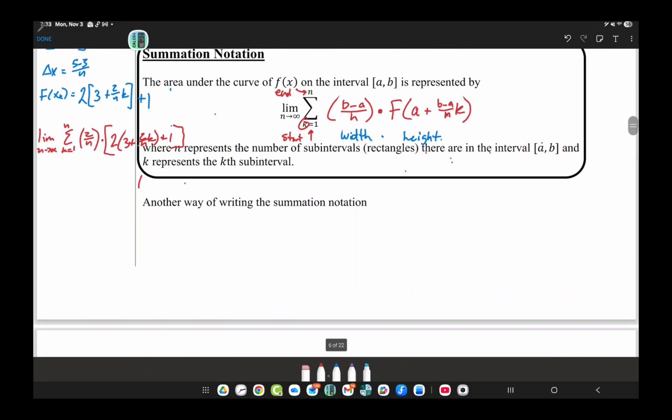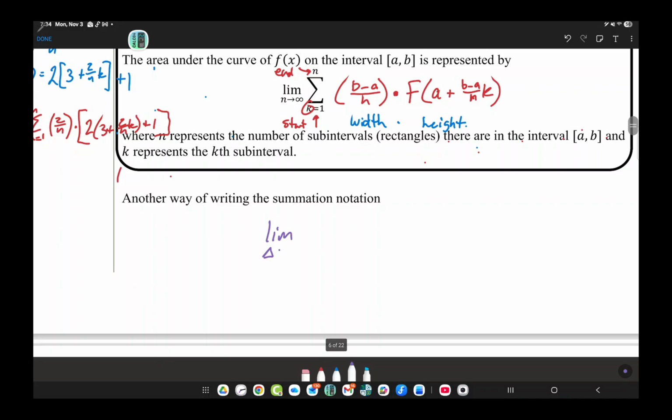Now, another way of writing this is instead of as n goes to infinity, we are going to look at what happens as delta x goes to 0. And it's honestly just the same thing. The sum from k equals 1 to n of whatever your delta x is times f of x sub k. Now, this is not used very often, but just in case it shows up on an AP exam, it is the same thing.